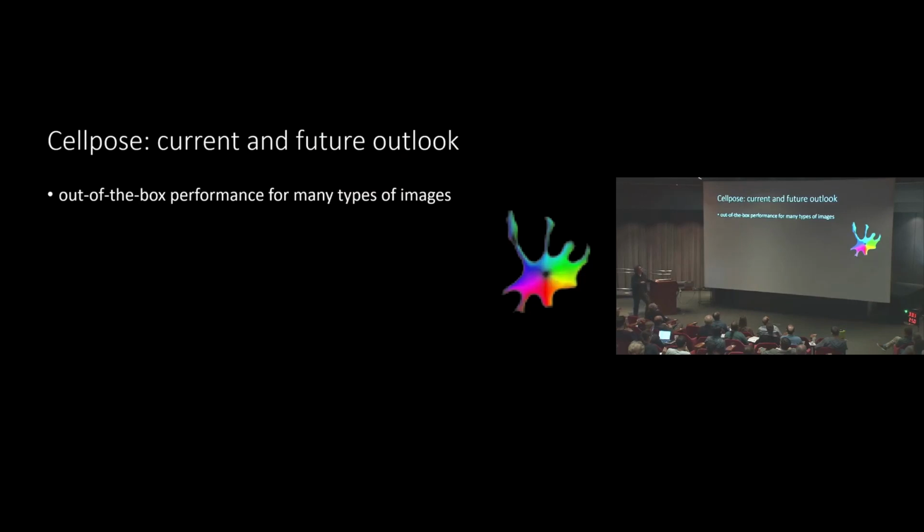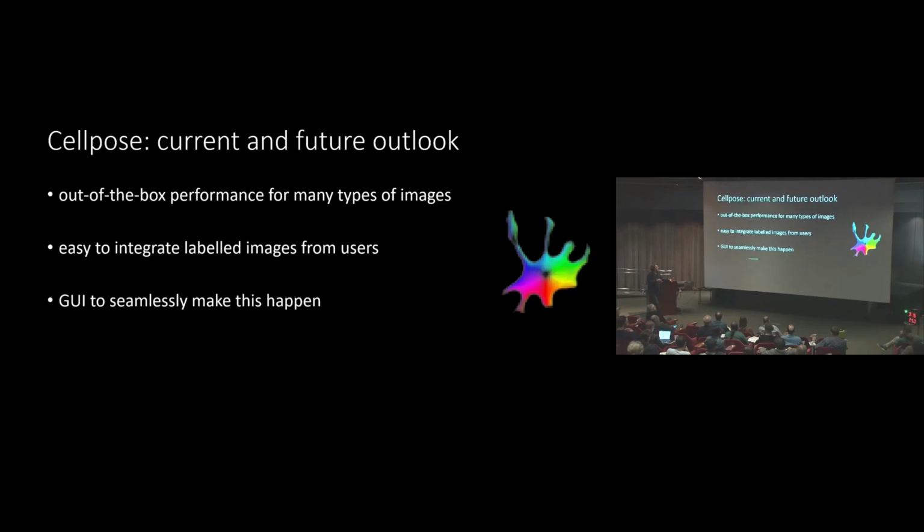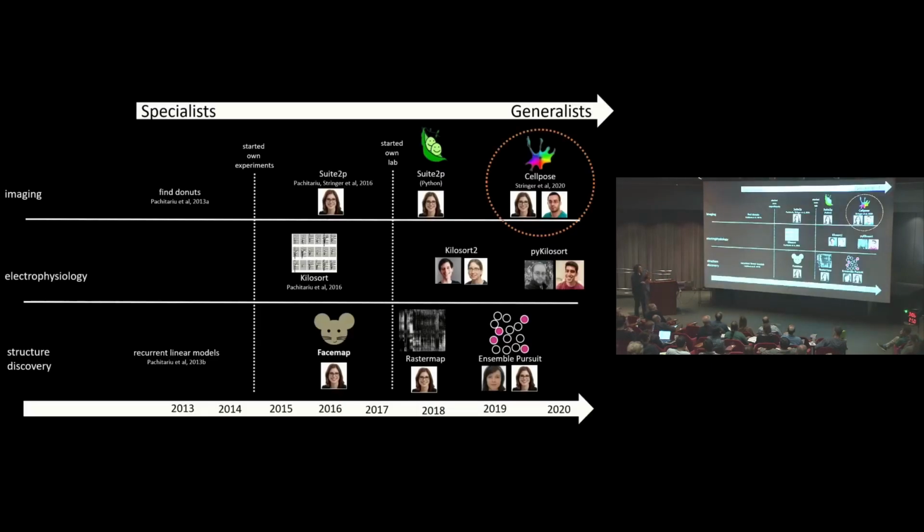Right now, I think we have pretty good out-of-the-box performance, no configuration time needed, on many types of images. It's easy to integrate labeled images that users send us, so hopefully we can grow the training set quite a lot. We have this GUI to make it all happen, hopefully in a nicely encapsulated package. And that's pretty much the state of Cellpose.